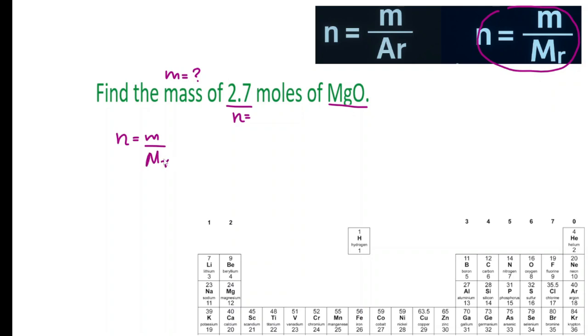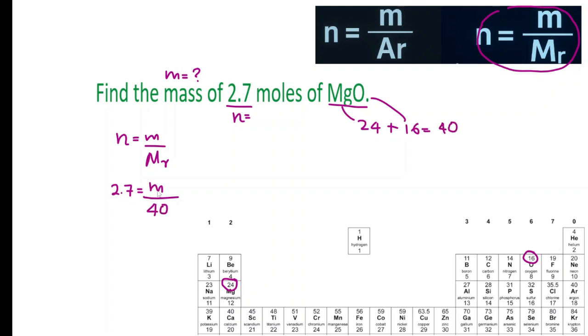Now we need to substitute the values. I know n is 2.7, so I'm going to put 2.7 here. The question is to find m. Mr is the relative formula mass. Now, magnesium is in group 2, so you can see it's 24. Oxygen is 16. So what do we do? Add them up, that'll be 40. So I'll put 40 here.